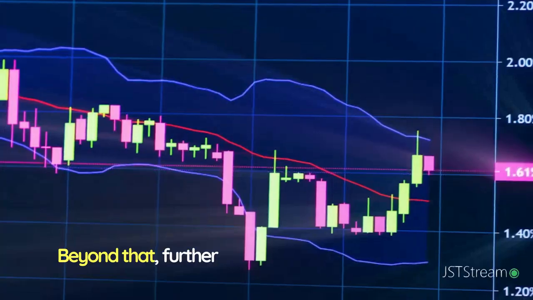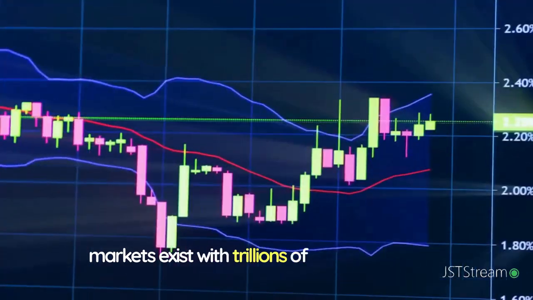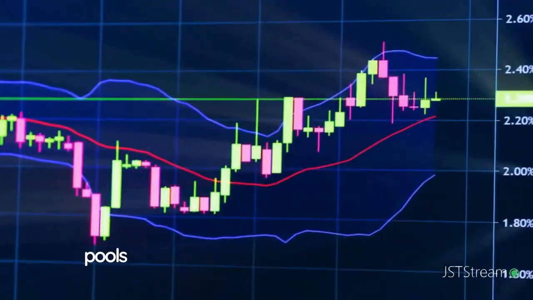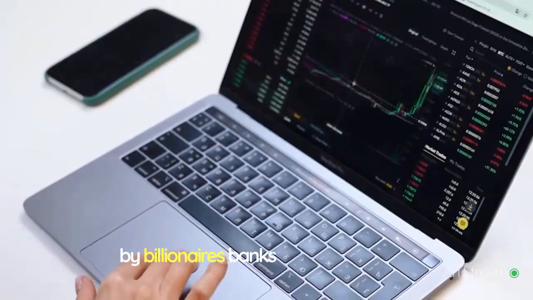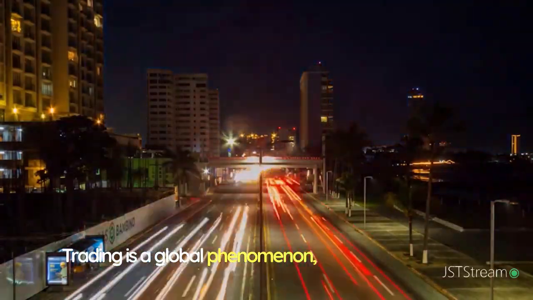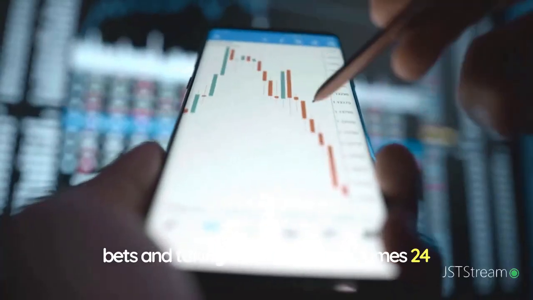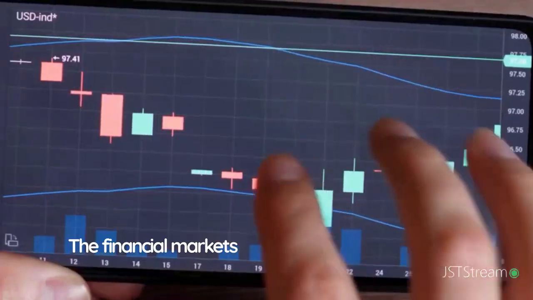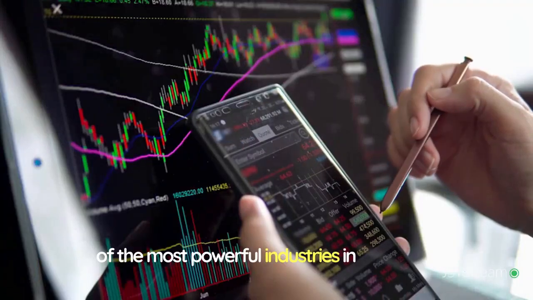Beyond that, further derivatives and high-frequency trading markets exist, with trillions of dollars in motion. These trades occur in what's known as dark pools and large block orders that are executed by billionaires, banks, or financial firms. Trading is a global phenomenon, with people placing bets and taking trades at high volumes 24/7 across hundreds of different markets. The financial markets are highly regulated, making them one of the most powerful industries in the world.